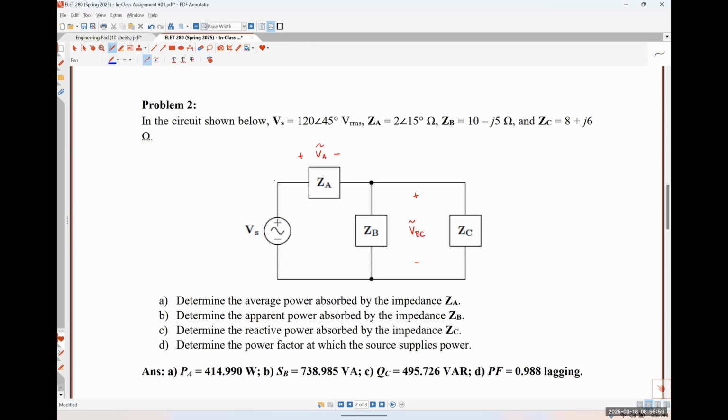Now I'm going to define this current flowing into the positive polarity terminal of VA as my current IA. I'm going to define the current flowing into the positive polarity terminal of ZB as IB. And I'm going to define the current that's flowing into the positive polarity terminal of ZC as IC. So if I can determine those 1, 2, 3, 4, 5 quantities, I can perform every complex power calculation that I need to, okay?